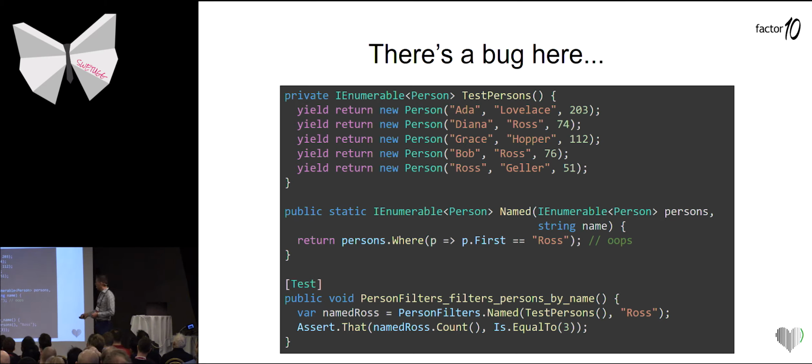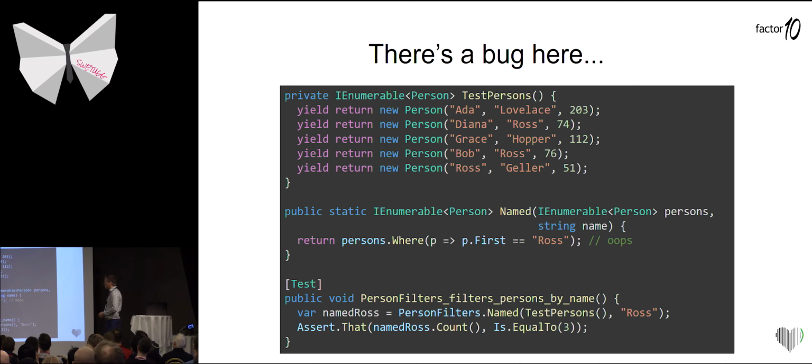Our test is down here. It says, given our test persons, we filter out the one named Ross, and we expect the count to be 3, because we have Diana Ross, we have Bob Ross, and we have Ross Geller, right?